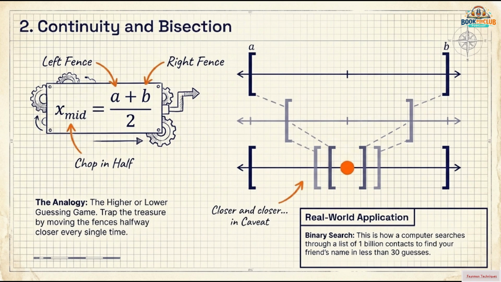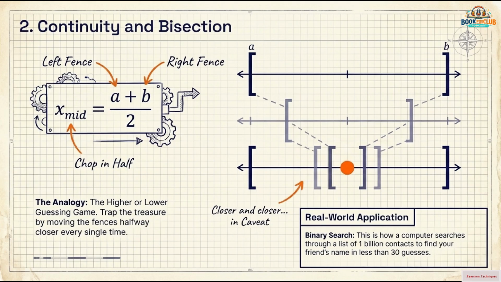It is incredibly reliable because if the landscape is continuous, meaning there are no sudden cliffs or teleporting gaps, you are mathematically guaranteed to trap the target eventually. And there's a real-world application for this too, right? Oh, absolutely. This is the exact logic behind binary search in computer science.